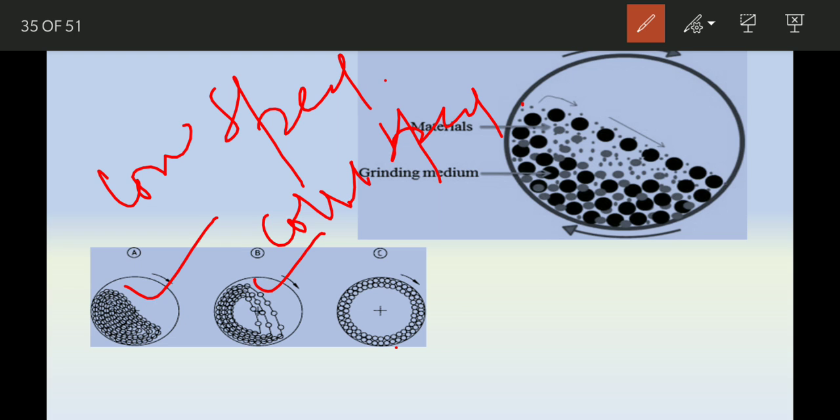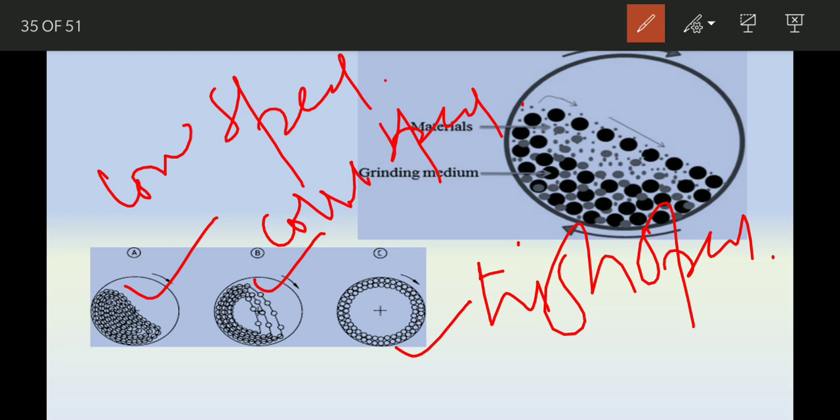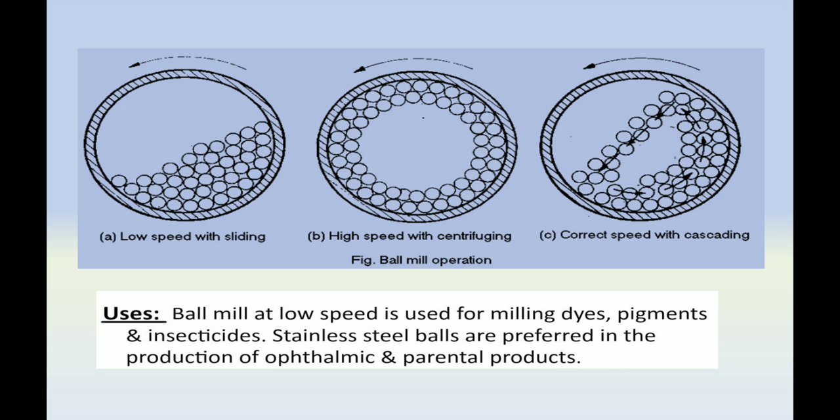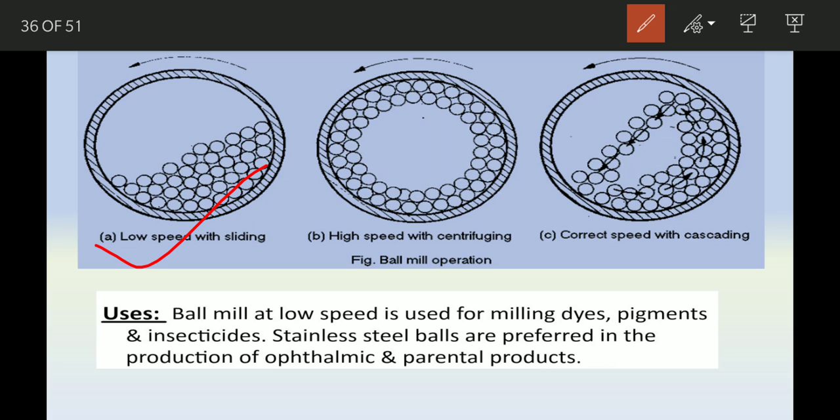At still higher speed, the balls are thrown out to the wall by centrifugal force, hence grinding will not occur. The compression by the balls against the wall will not be sufficient for effective comminution of the substance. So this is at high speed. Here you can see low speed with sliding, high speed with centrifugation and correct speed with cascading.